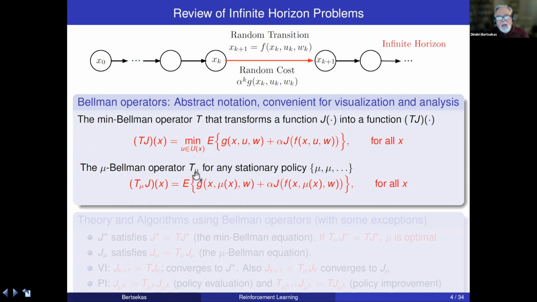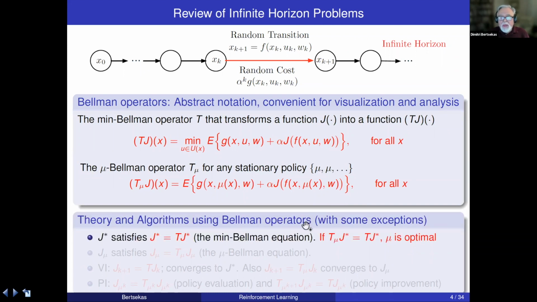Now, the mu Bellman operator corresponds to a policy mu, and is the same thing, except that instead of minimizing over all u, we use the u that corresponds to mu. We use mu of x in place of u, and we focus on just a single policy. And now, with these 2 operators, it's possible to write the theory and the algorithms using the Bellman operators. J star, the optimal cost function, is a fixed point of T, satisfies this equation. We call this the min Bellman equation.